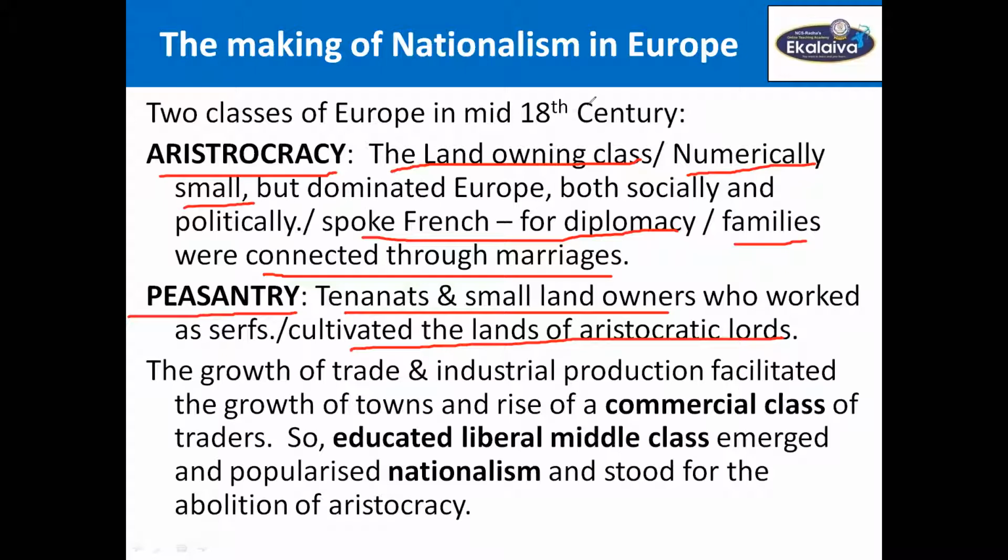So apart from these, there was one more class coming up, the working class, the commercial class, because industrialization was quite popular by the time it started. So the working class was also seen, particularly the educated middle class. They were very, very active in spreading the ideas of nation and nationalism. Their role was very, very prominent.